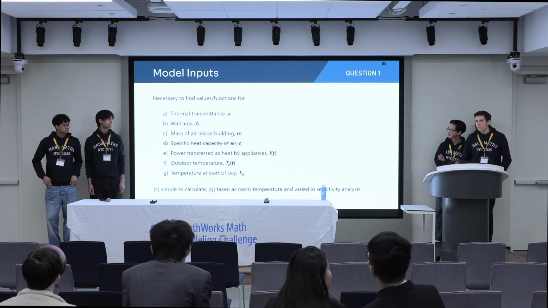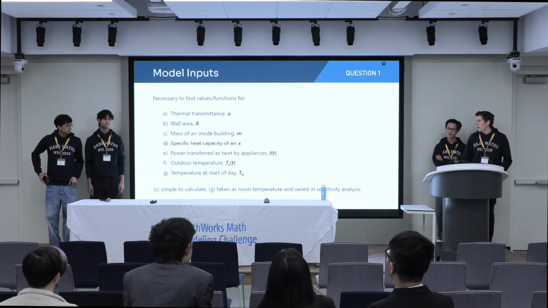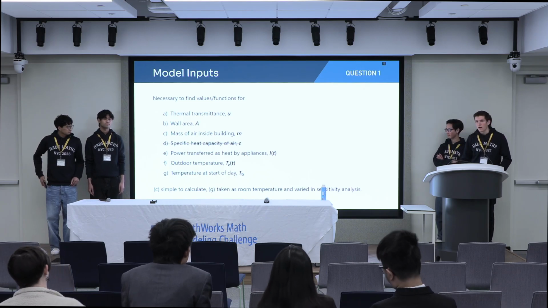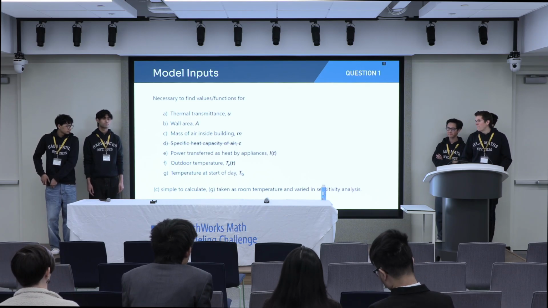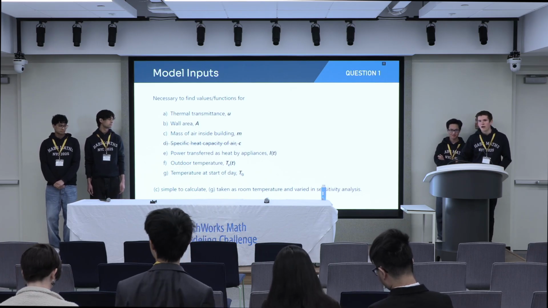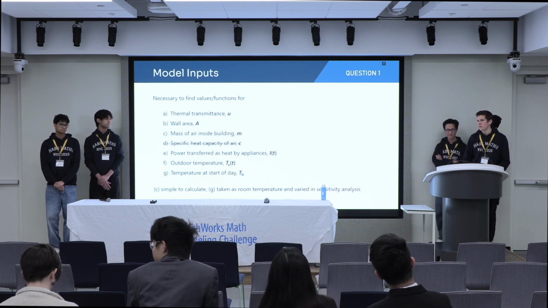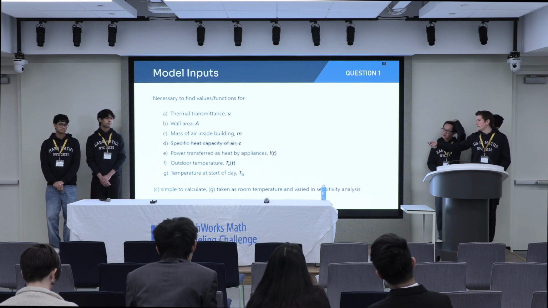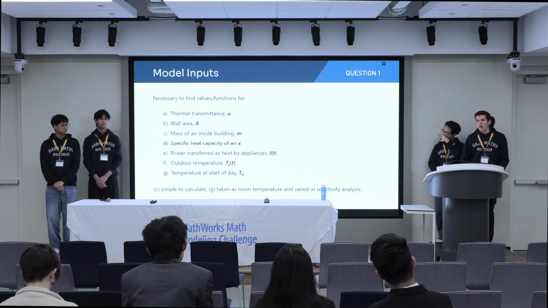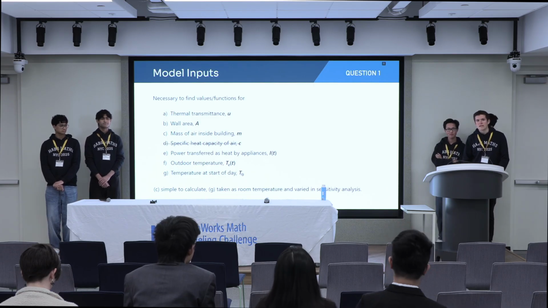So in addition to all of that, we also need some values for our constants and also some functions of time. The specific heat capacity of air is just a constant, so that's nice and easy. Mass of air inside the building, that's the square footage of the building multiplied by the height of the average room multiplied by the density of air. That's not so bad. For T0, temperature at the start of the day, we took room temperature for that, but you'll later see when we varied that in the sensitivity analysis, it almost has no impact at all, so it's not that important.